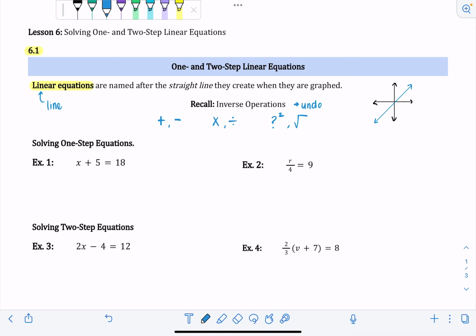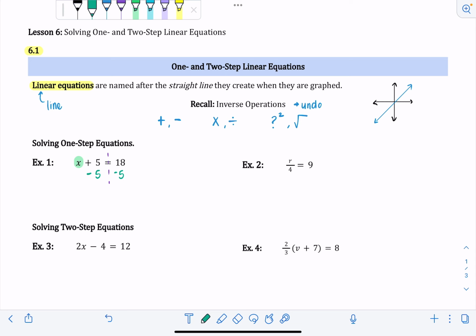So starting with example 1, the first one-step equation, it's x plus 5 equals 18. Our goal in solving equations is to isolate the variable, in this case x. So we have to look at the operation that is being done to x. There's a 5 being added to it. So to cancel out adding, I would subtract 5. And if I subtract 5 from the left side of the equal sign, I also have to subtract 5 from the right side to keep the equation balanced.